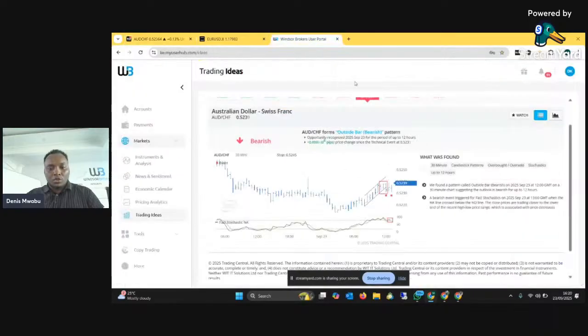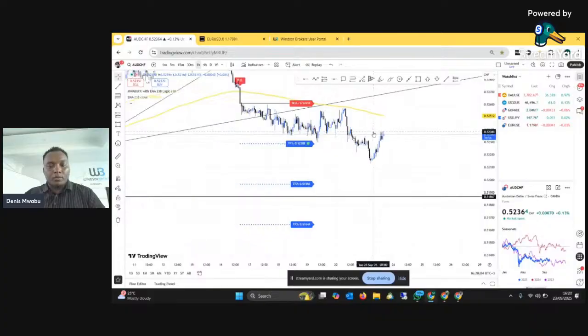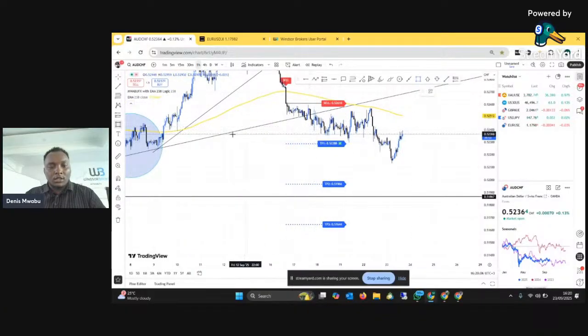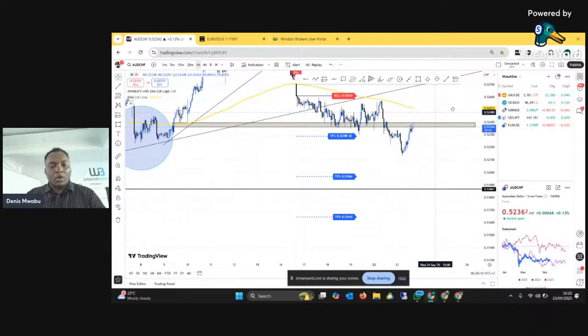The time frame that it was giving us here was the 30 minutes time frame. Okay, so here you can see this low here has already been broken. Okay, that low has already been broken. Why am I calling it a low?